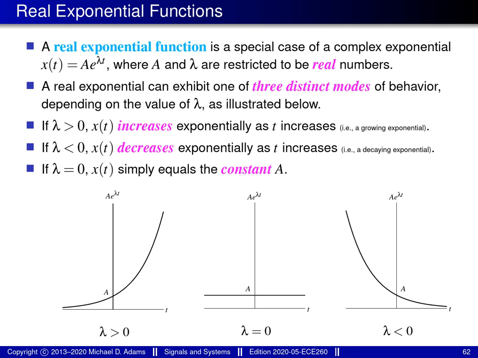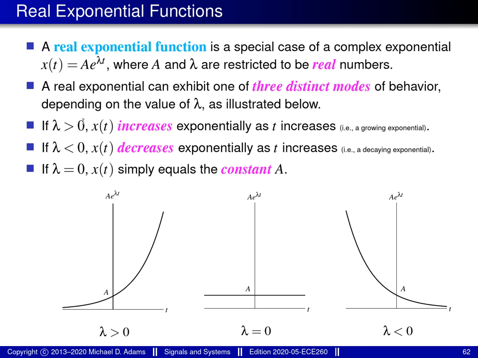The first special case of complex exponentials that I'd like to consider is what are known as real exponential functions. So a real exponential function is a special case of a complex exponential, in other words a function of this form, where the constants a and lambda are restricted to being real numbers. Now a real exponential can exhibit one of 3 different types of behavior depending on the value of lambda, in particular depending on whether lambda is greater than 0, less than 0, or equal to 0.